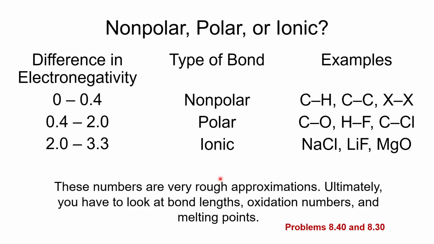And I will warn you that there are molecules that are definitely ionic that have differences less than 2.0. And there are compounds that have differences greater than 2.0 that are still considered polar covalent. There are other factors that go into it, like bond length, oxidation numbers, and melting points.